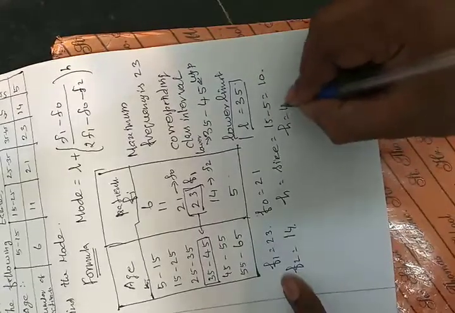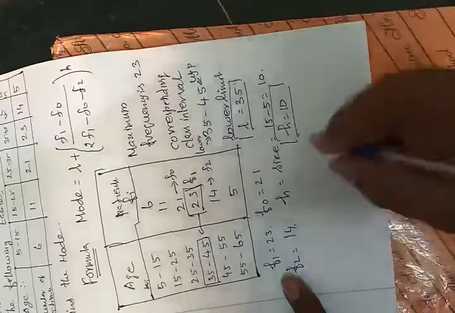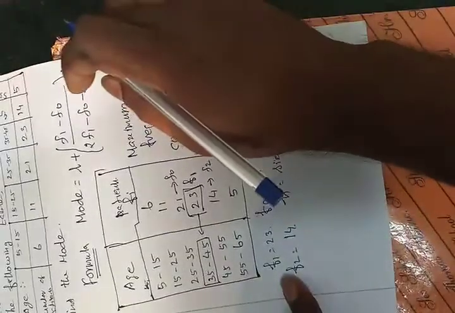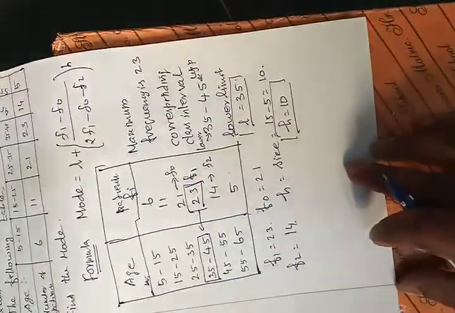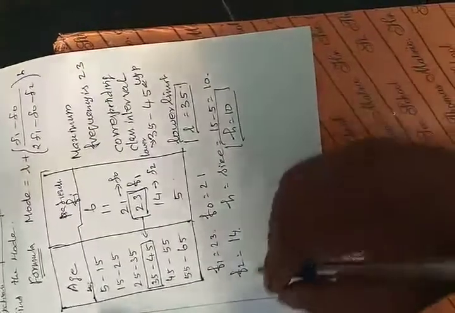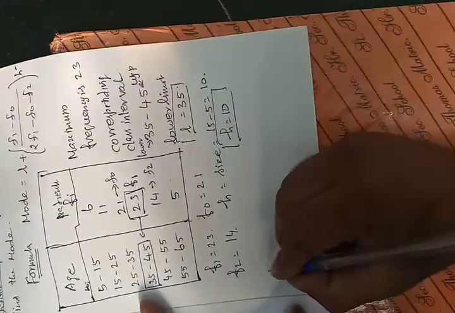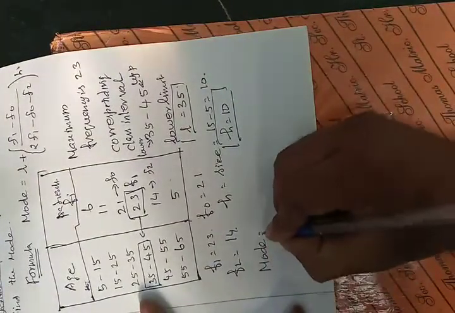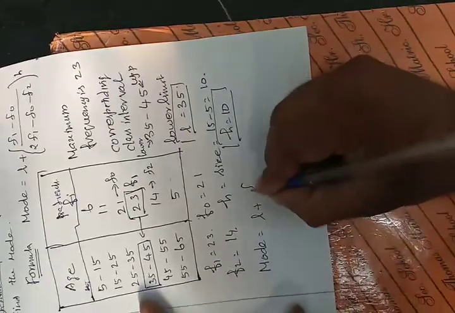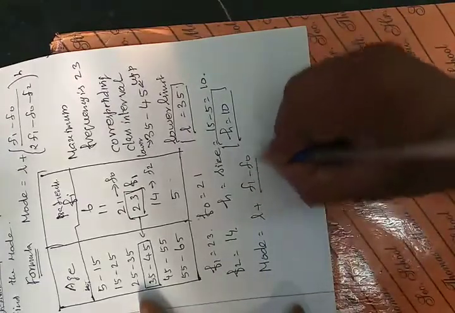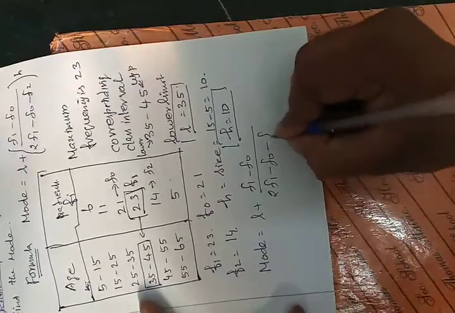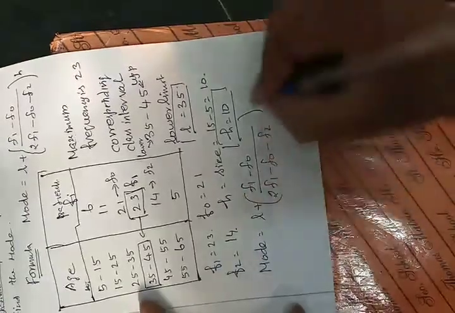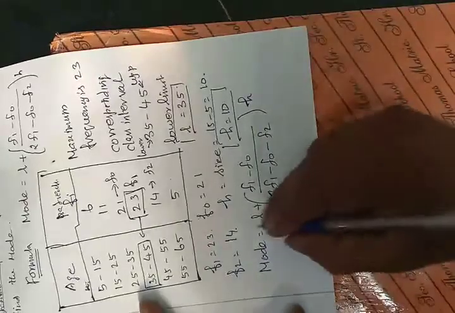So h is equal to how much? 10. So now we have the value of h, and we have f1, f naught, f2 and L, everything. Now we got the values. Now apply the formula. So mode is equal to L plus (f1 minus f naught) divided by (2 f1 minus f naught minus f2), into h. So which is equal to how much value?